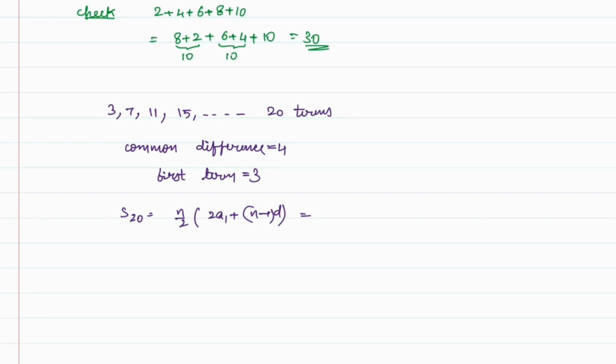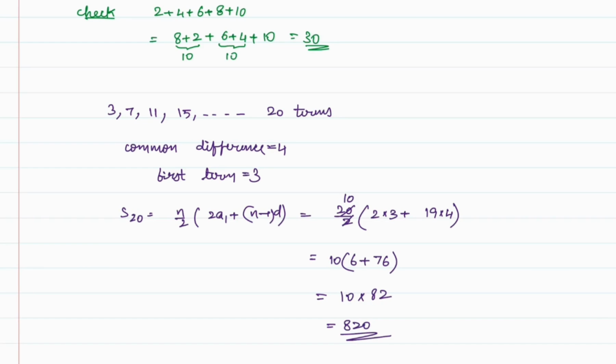So now when you substitute n equal to 20, we'll have 20 by 2 times 2 a1. a1 is the first term, which is 3, plus n minus 1, so it will be 19 into 4. So when you solve this, we'll have 10 times 6 plus 76. So this will become 10 into 82, which will be equal to 820. Hope you understood well. Thank you.